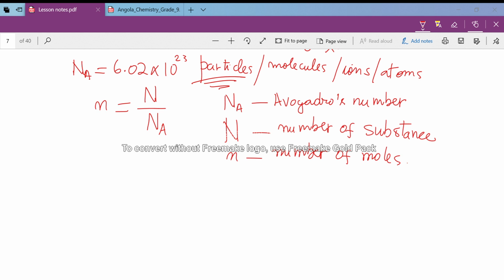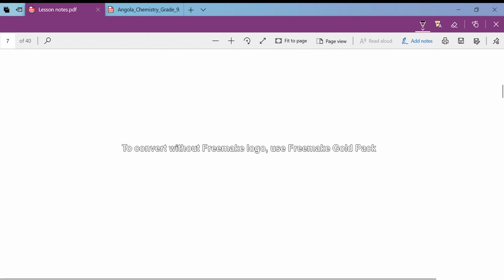Right. So we have the formulas, we have the concepts, and we have the units for Avogadro's number. Now we are ready to start. So let us start with an exercise. It's always good to start with an example.